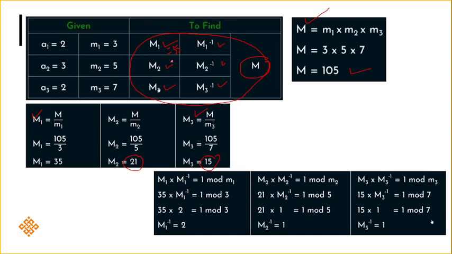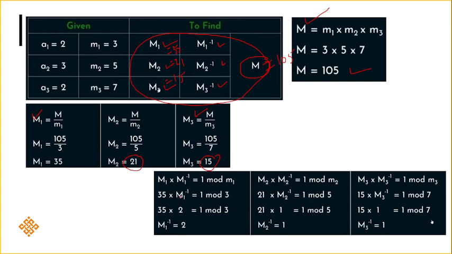M2 is nothing but 21, and M3 is nothing but 15, and we got capital M is nothing but 105. So we are left with now M1 inverse, M2 inverse, and M3 inverse. We have one formula: M1 into M1 inverse is equal to 1 mod M1. Already we know M1, that is 35. So 35 into M1 inverse equal to 1 mod 3.